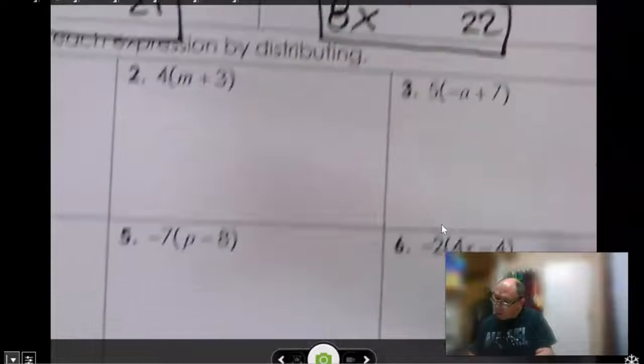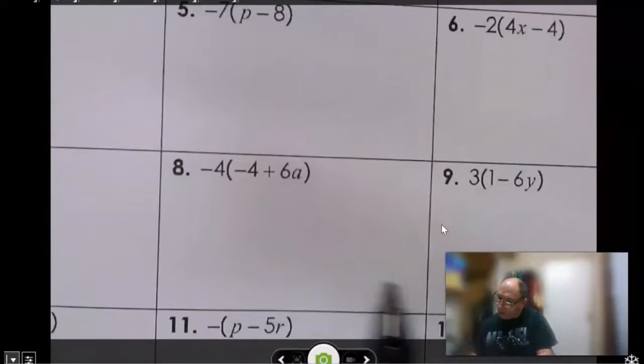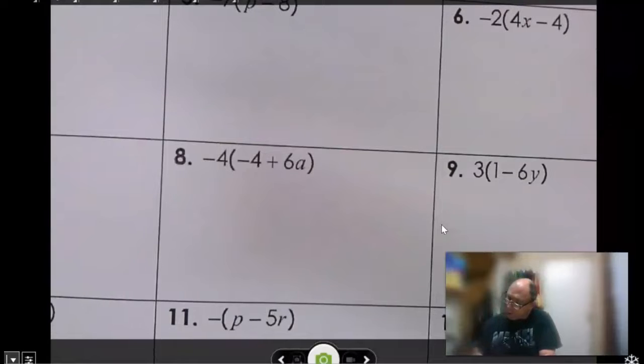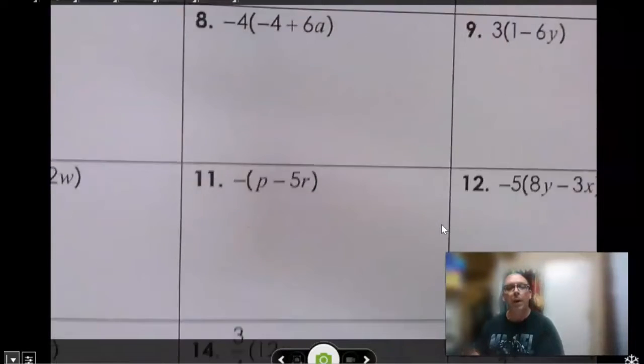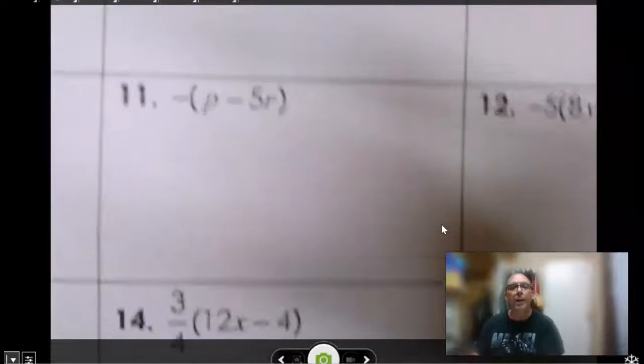All right, so let's go ahead and jump down to some trickier ones. Problems 1, 2, 3, 4, 5, 6, 7. These are all very similar to what we just did. Let's dive down into some of these harder ones. And one in particular, let's take a look at problem 11. I think that's going to throw some of you because you don't see a number on the outside, right?